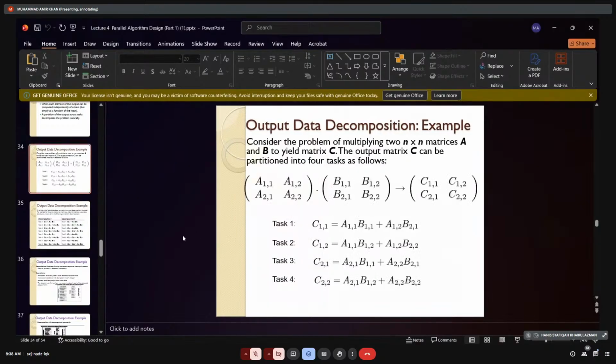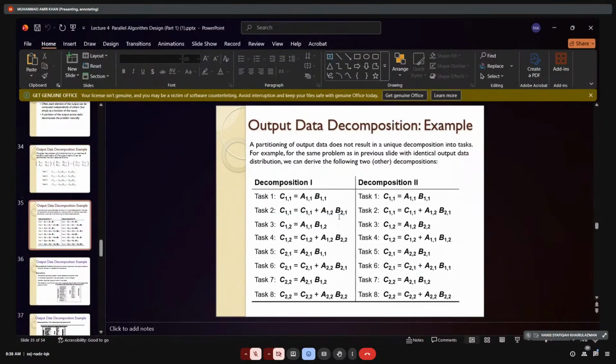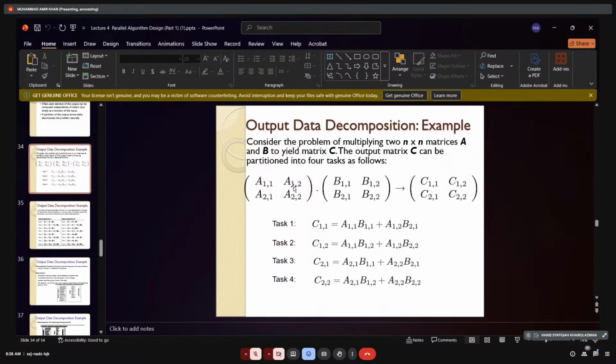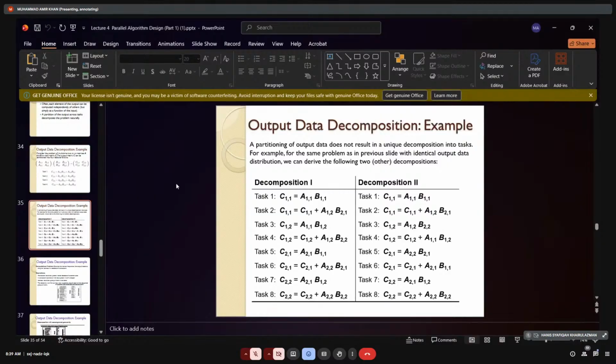So here, if you see, C12 is basically A12 and B22. Here, A12 and B like this. So we can multiply any of the values, but it will be in add steps only. But the step must be used one time, not repeated. So we can decompose it like this, and we can decompose like this. The answer will be the same.